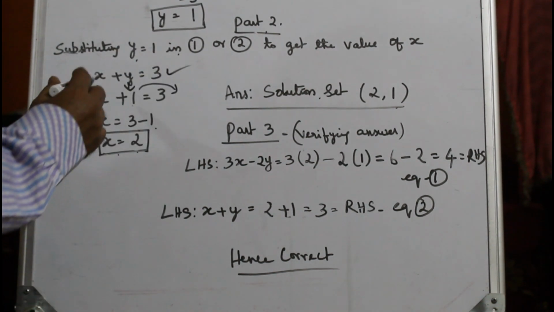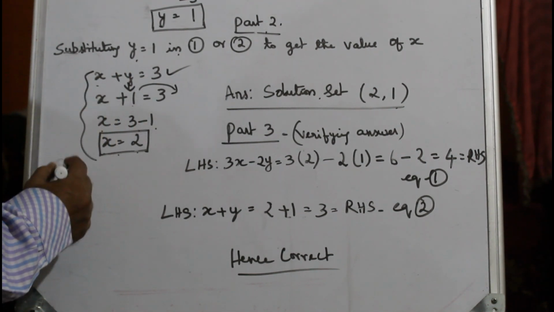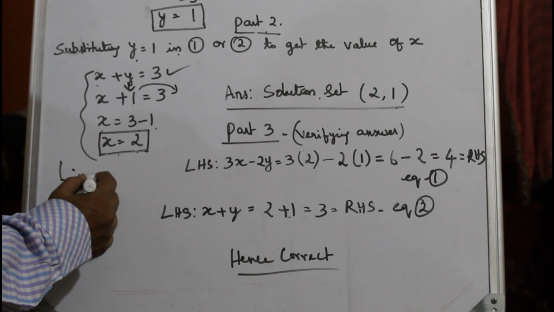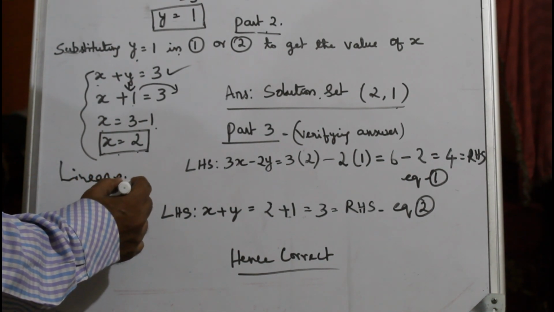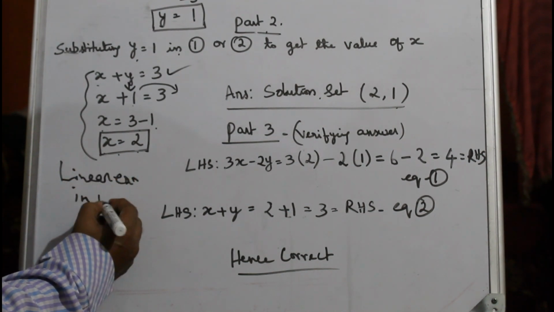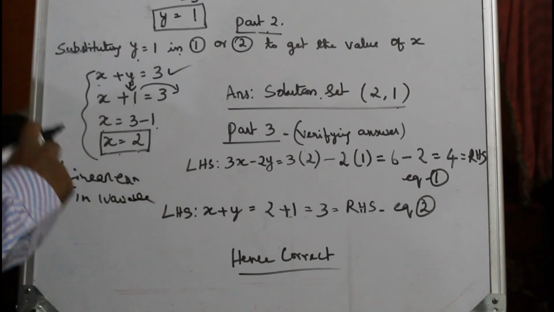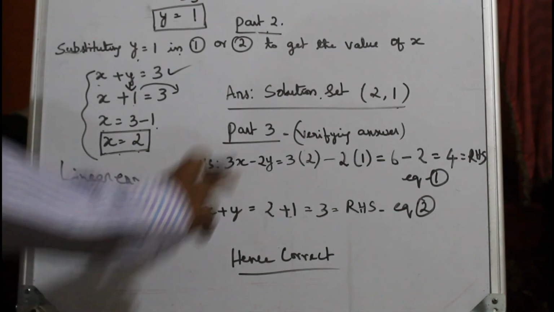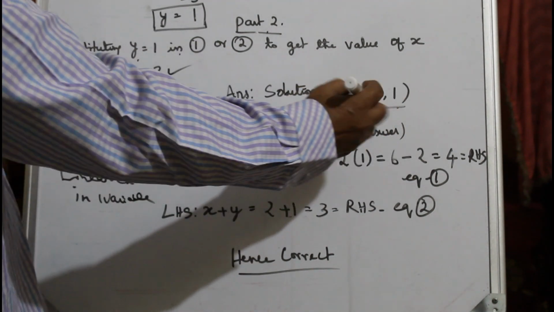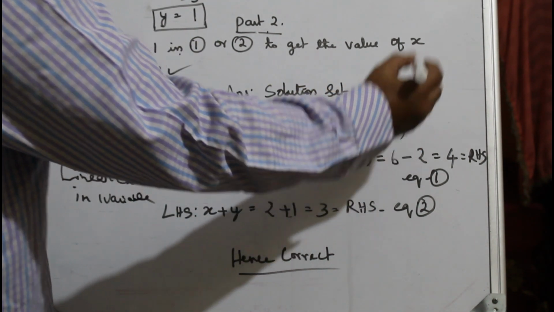So here what happens, the two equations reduce to one equation. This is called a linear equation in one variable, because there's only one letter x, so we got x equal to 2. Now the solution is (2, 1). x is 2 and y is 1. This is called the solution set.